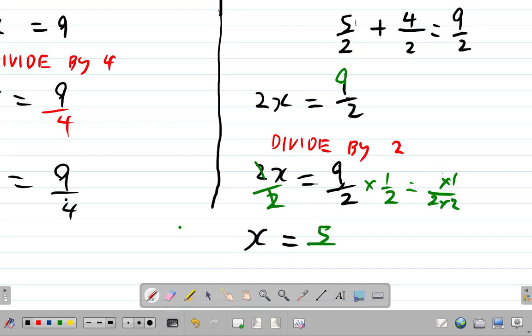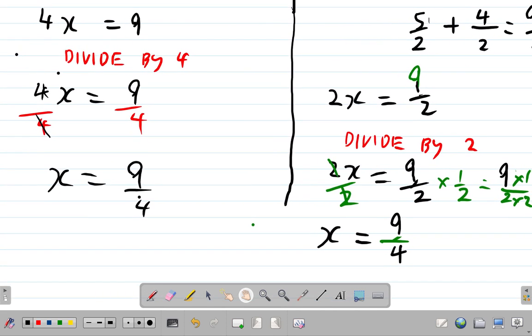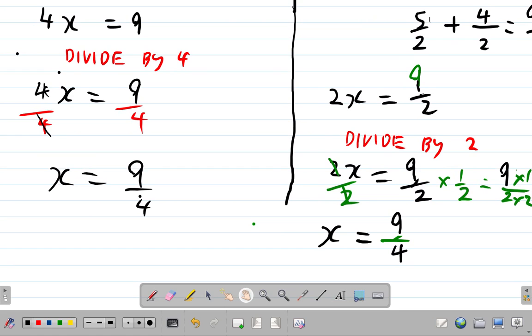9 divided by 2. It's 9 times 1 over 2 times 2. So 9 times 1 is 9 over 4. So you see you get back the same answer. You have the same answer here.